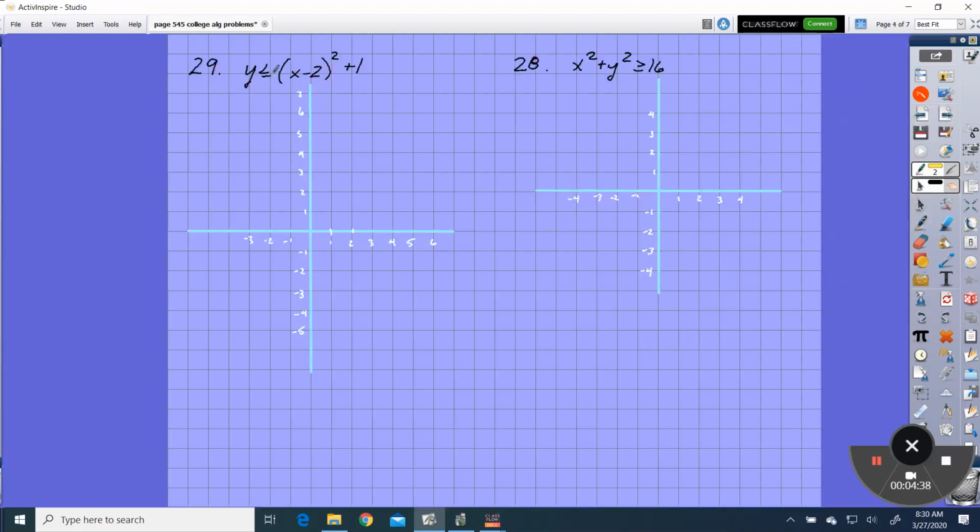29. If you remember, this is a parabola with a vertex opposite of that, so it's at 2, 1. So 2, 1 is my parabola. There's not a number in front of here, so for the first one, I'm going to go over 1, up 1. The next one, I'm going to go over 2, and if I square 2, I'm going to go up 4. So I go over 2, up 4. 2, 3, 4. The next one I'd go over 3 and up 9. 5, 6, 7, 8, 9. It's a solid line.